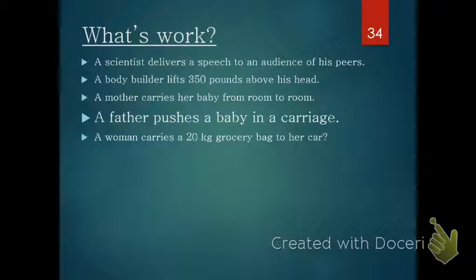You might want to pause it. Go ahead, read the scenarios. Tell me if you think these scenarios are work or not. Okay, so I would pause it if I were you.